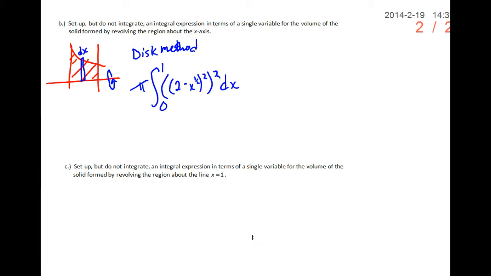So remember, problem B says set up but do not integrate. In that scenario, you should set up but do not try to simplify, do not try to do anything. Leave it as is. Now, the answer that I have on the answer sheet is very similar. Pi is on the inside, so 0 to 1, pi times, and then it has the quantity 2 minus root x, quantity squared, I believe, is the answer that I have on the answer sheet, which is the same, and x to the 1/2 would be just fine.